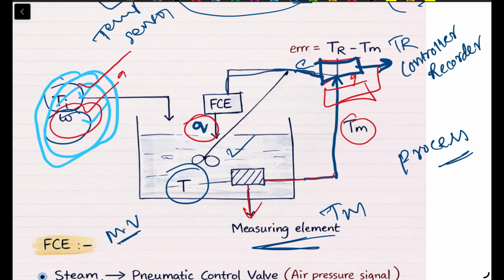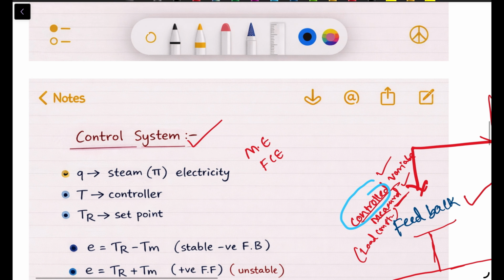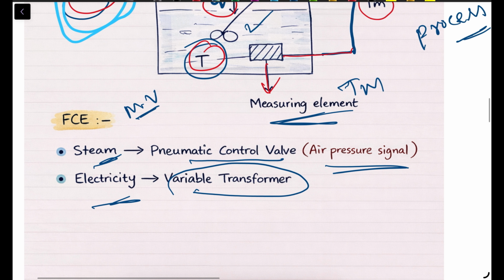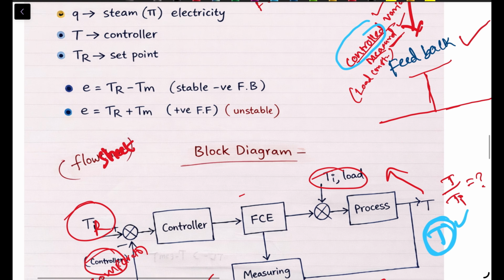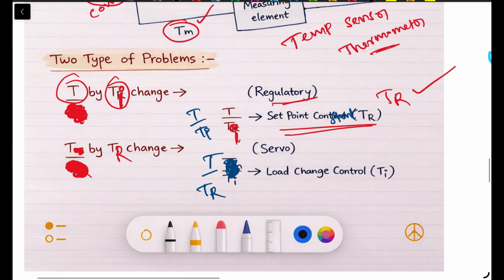The same thing applies to the chemical reactor. Here we want to maintain the reactor temperature T at a constant value, even if these disturbances occur. So the control system adjusts the manipulated variable and brings the temperature back to the desired value. Regulatory control mainly focuses on disturbance rejection. Remember this point.